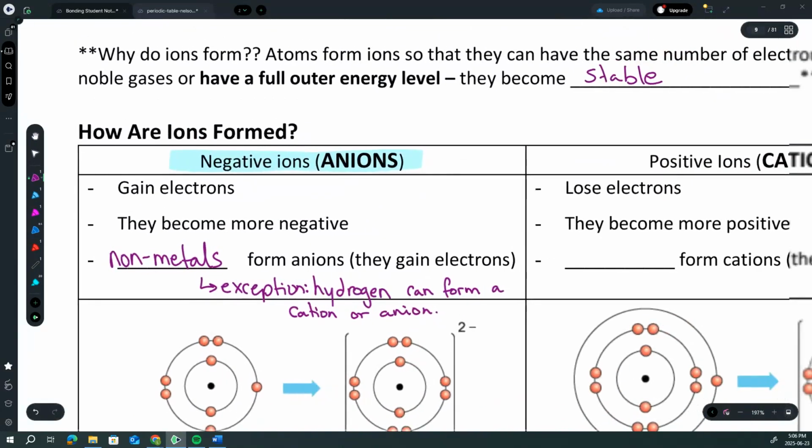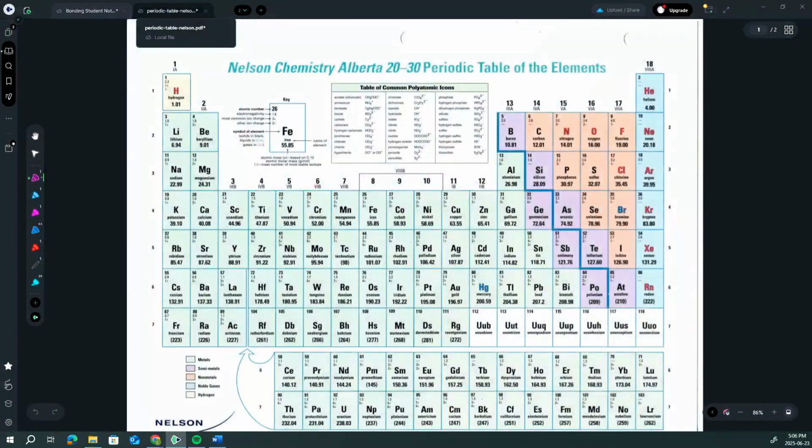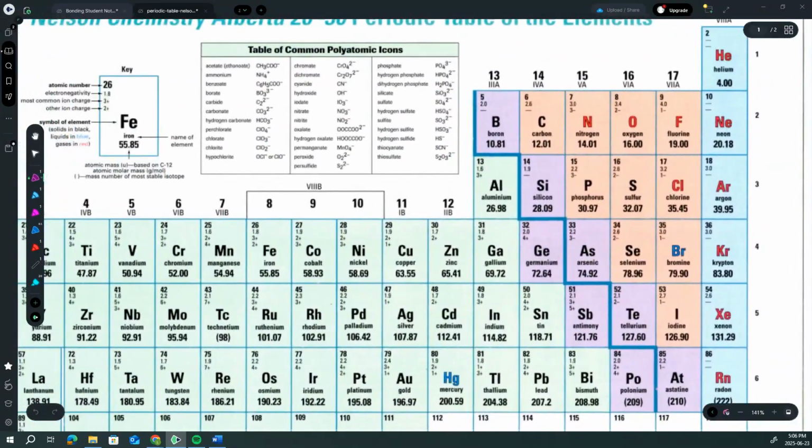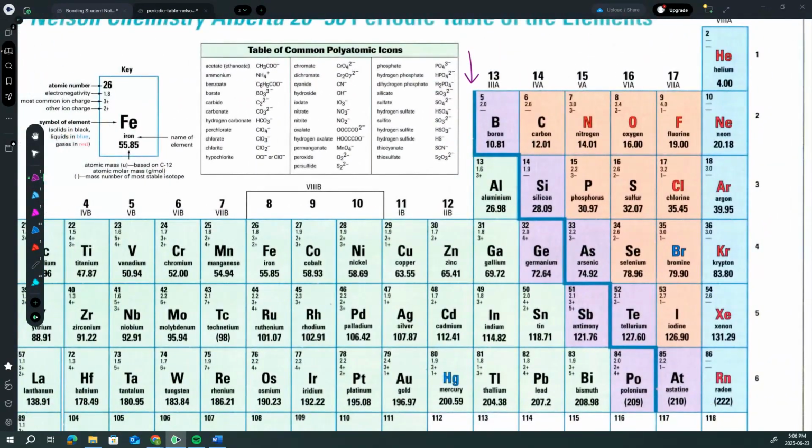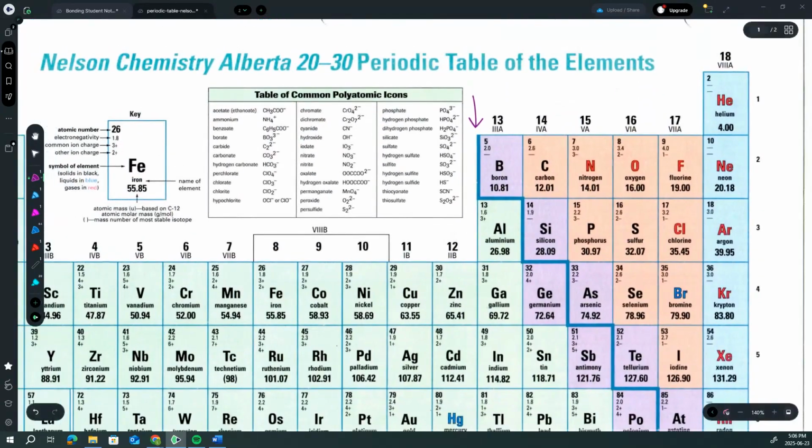So if I go back to my periodic table, if you're trying to find your nonmetals, you're going to look for the staircase line that was pointed out in an earlier lesson, and anything to the right of the staircase is a nonmetal.